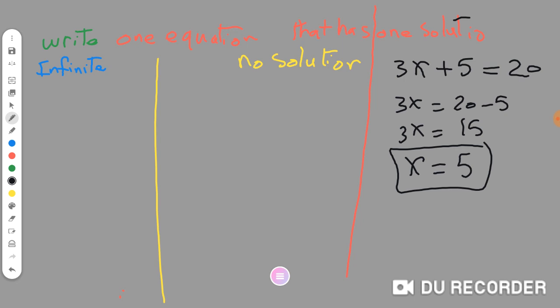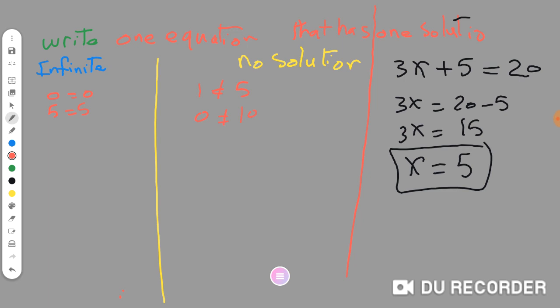Actually, you must know the rule. For an infinite number of solutions, I have to find two equal numbers: 0 equals 0, 5 equals 5, and so on. And for no solution, you have to find different numbers, so 1 does not equal 5, 0 does not equal 10, something like this. But we know that I must have x on both sides of the equation.